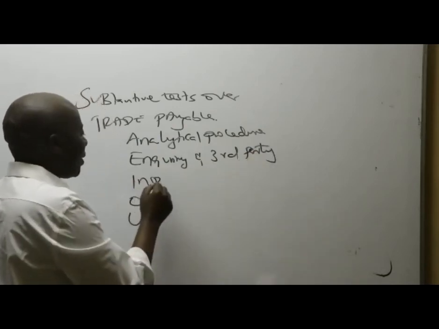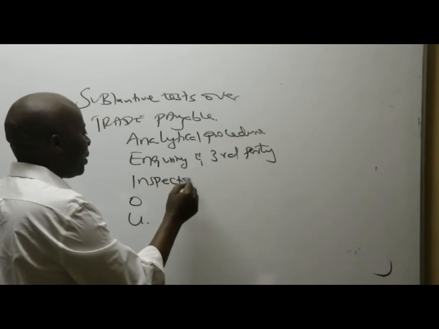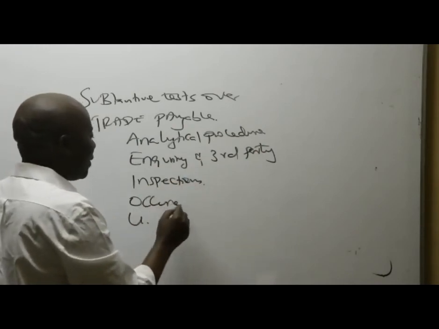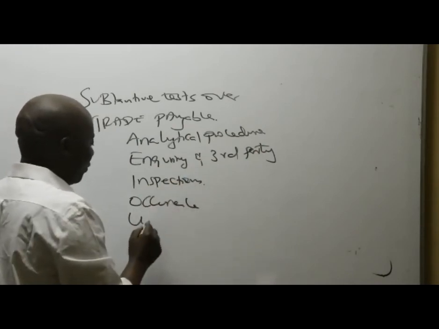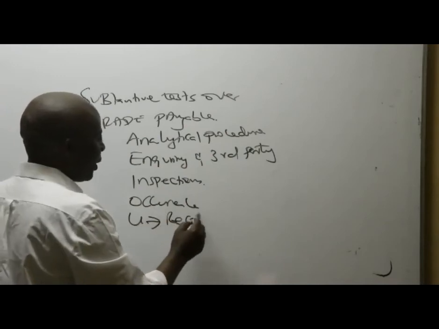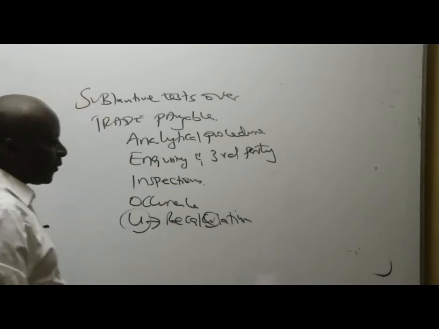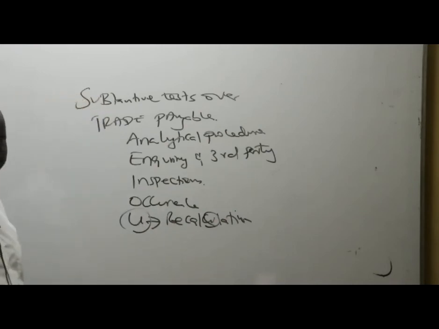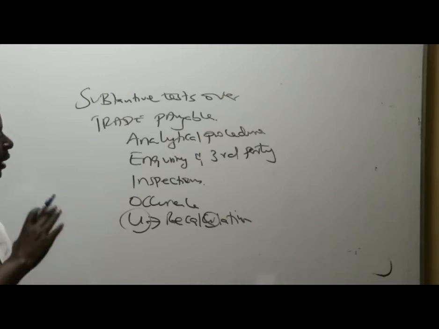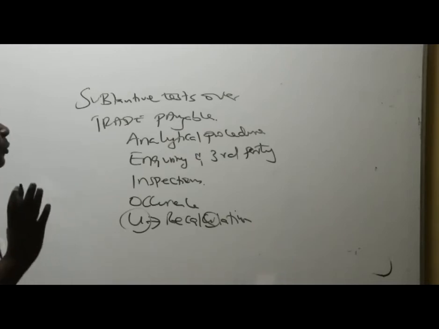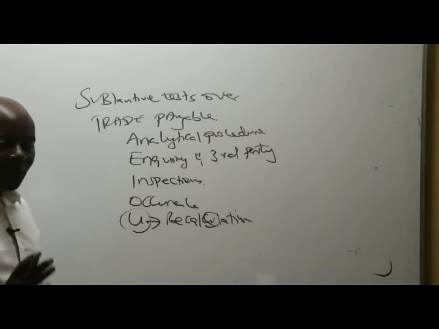So we have inspections. We have occurrence. We have U. This stands for recalculation. At least there is a U somewhere. Recalculation like that. So once I have these 5, then now I will be able to talk about so many things.